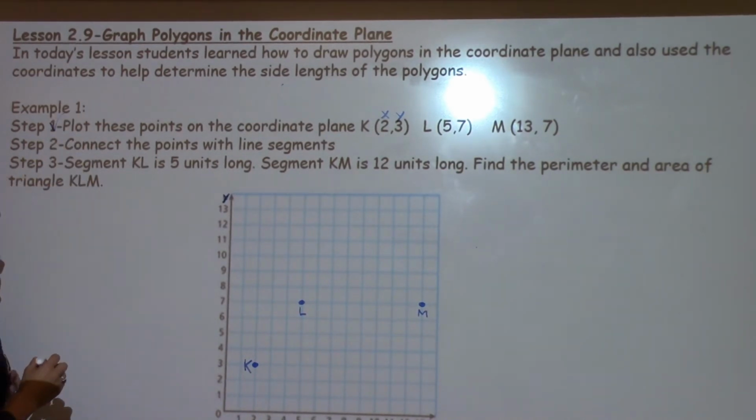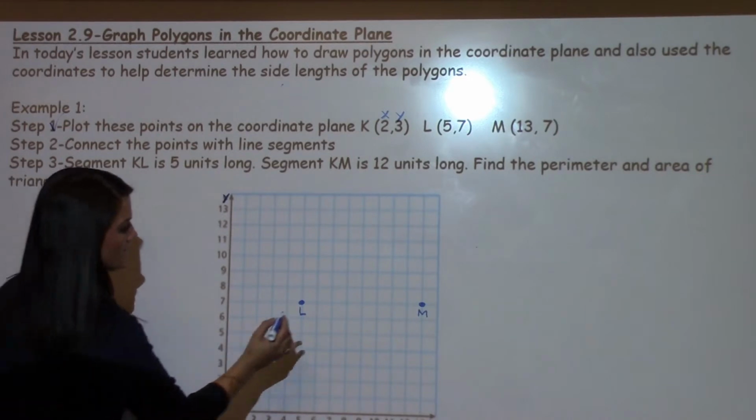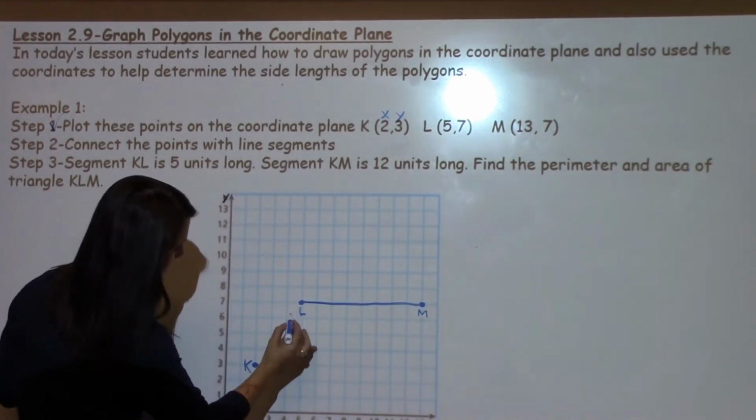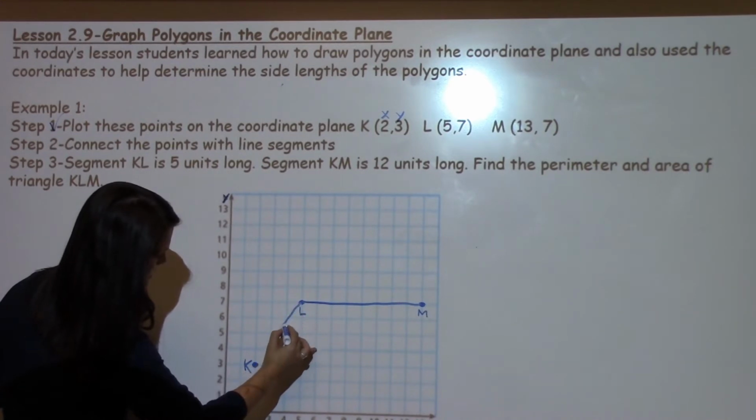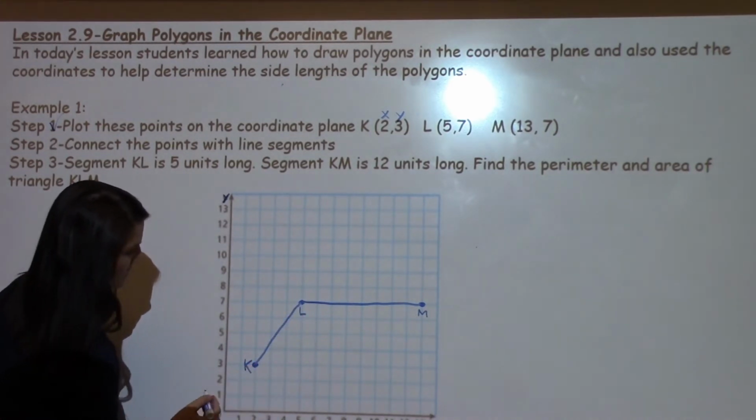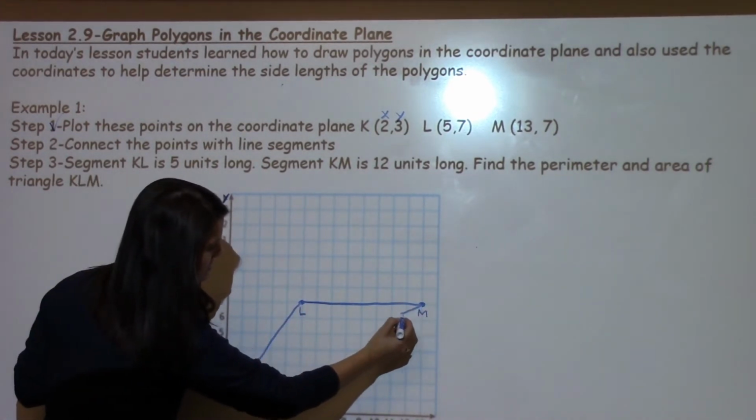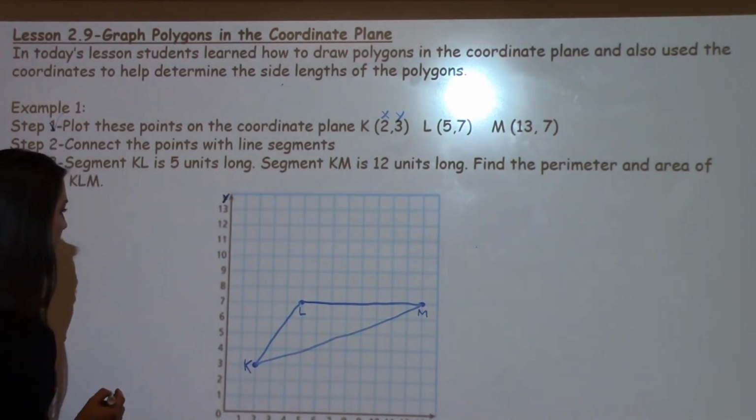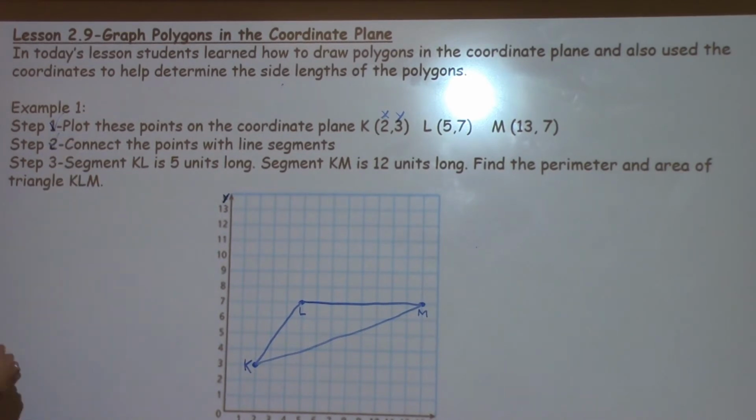The next step says to connect the points with line segments. So I'm going to use my best straight lines and connect these. I know with only 3 points I must be making some sort of triangle. Alright, so I've now completed step 2.